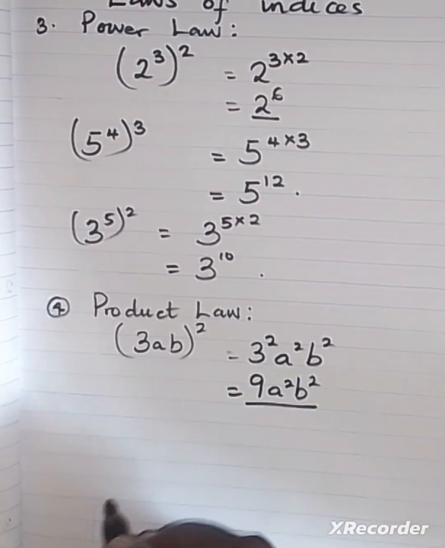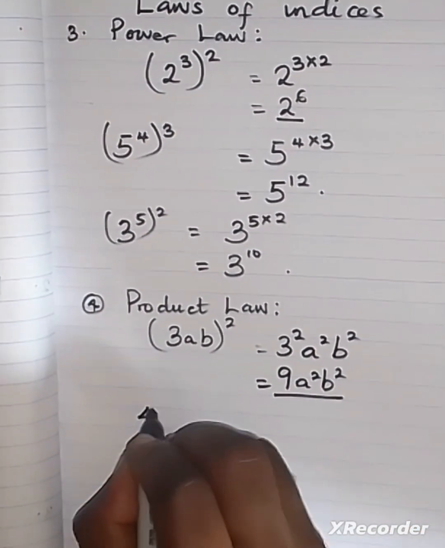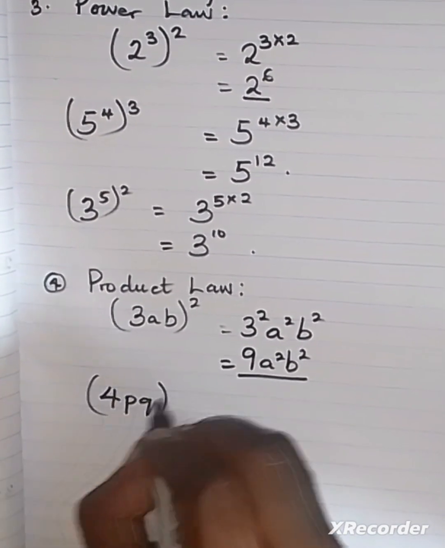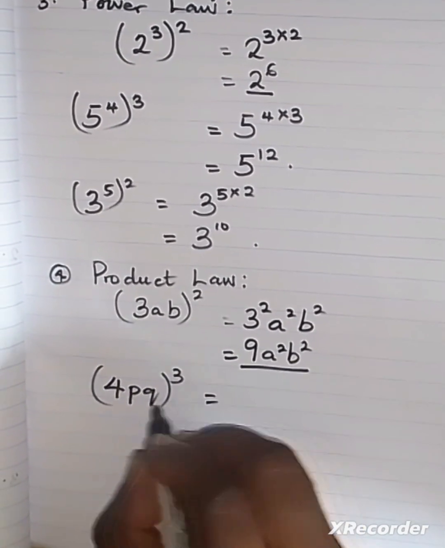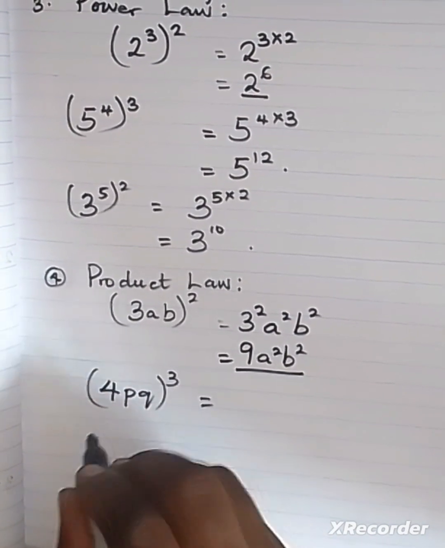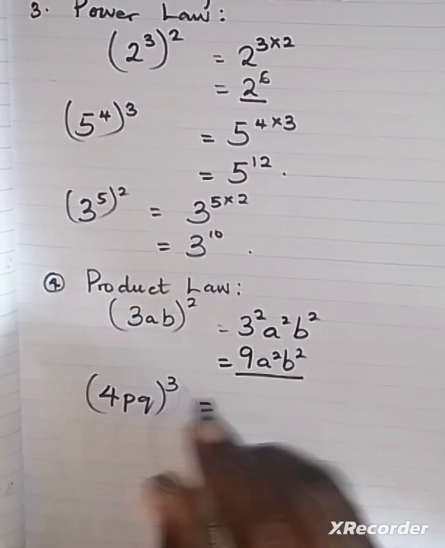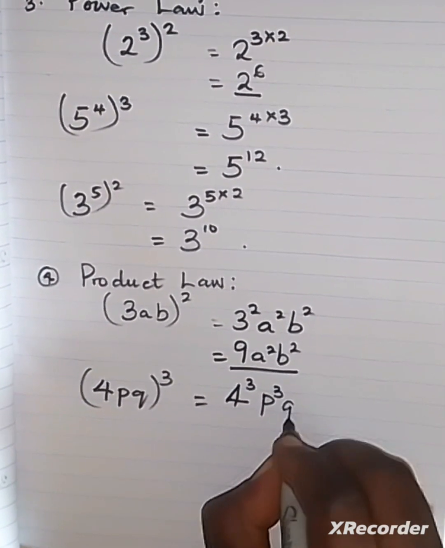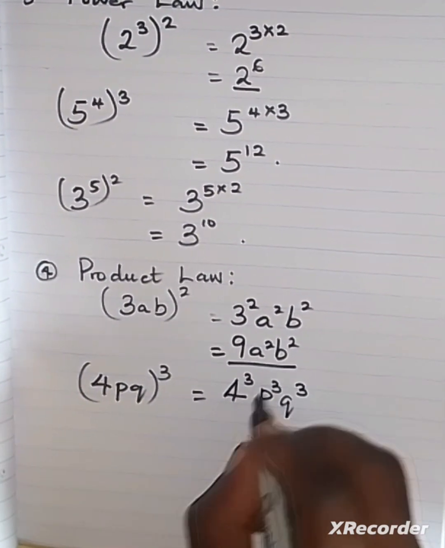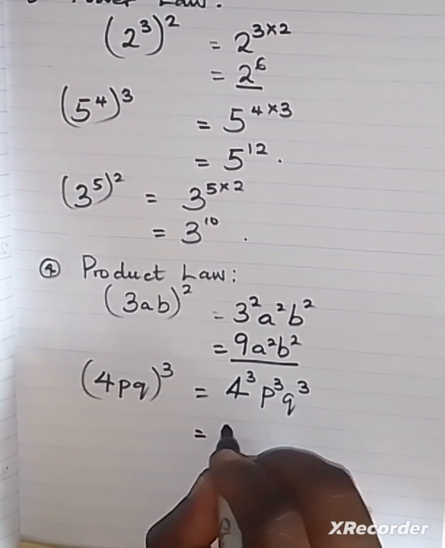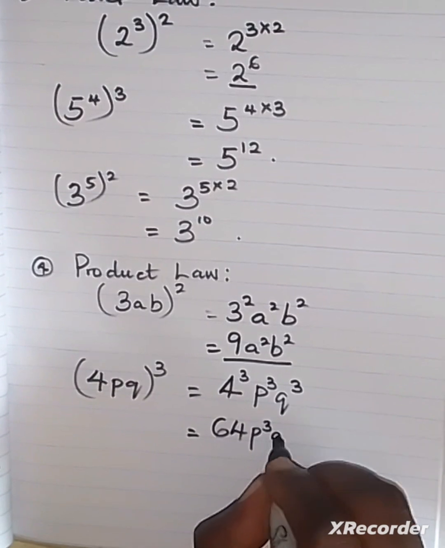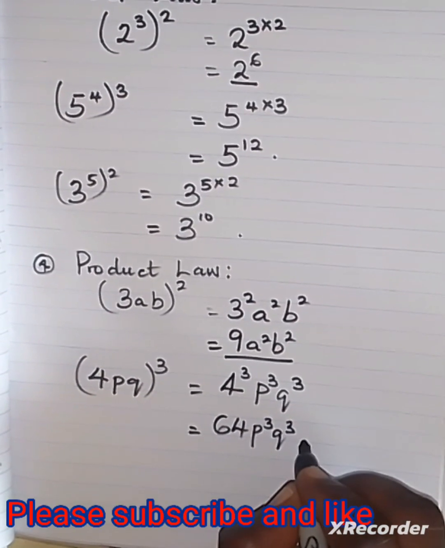That's your answer. If you have something like 4pq all raised to power 3, because all these numbers are in brackets, you find the power of each of them. That will be 4 cubed, p cubed, q cubed. 4 cubed will give you what? 4 times 4 times 4, which is 64. So 64 p cubed q cubed. That is on the product law.